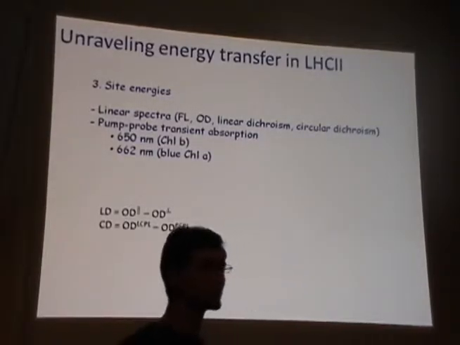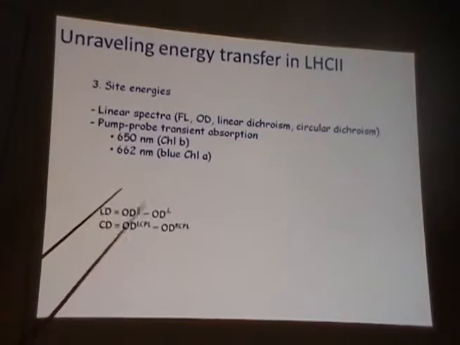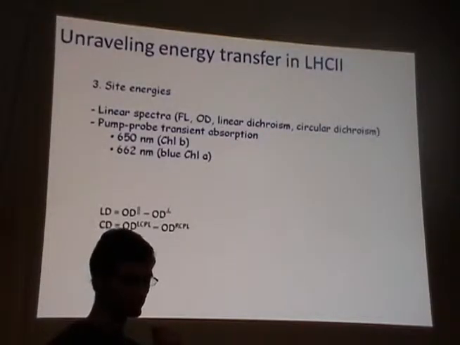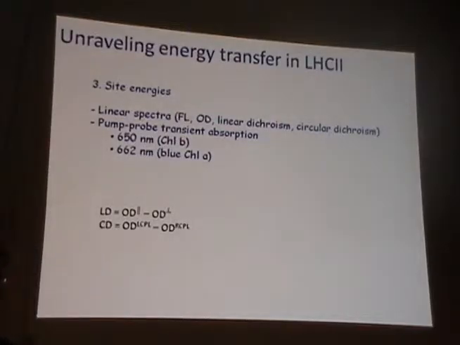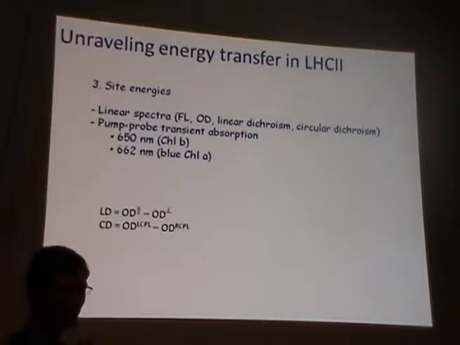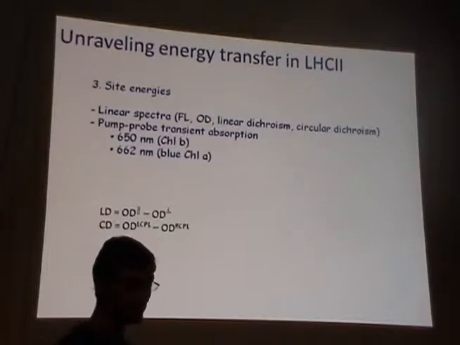First of all, linear spectra: fluorescence and absorption, and linear dichroism and circular dichroism. I think the latter two have been mentioned in some of the lectures, so I don't want to elaborate on it too much. Linear dichroism is just a difference in absorption between parallel and perpendicular components, whereas circular dichroism describes the difference in absorption between left circularly polarized light and right circularly polarized light.